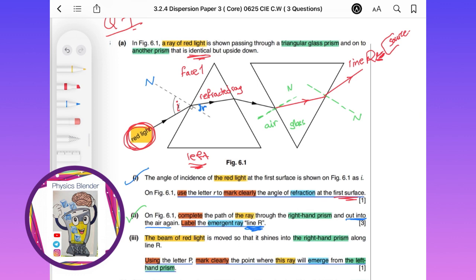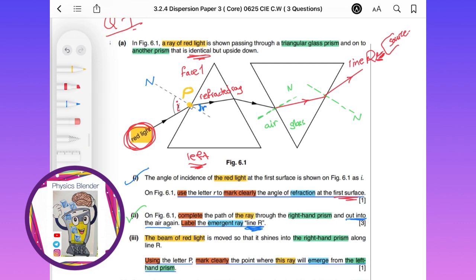It will follow the same path. Why? Because the two prisms are identical. So it will emerge from the point where it originally entered the first prism.